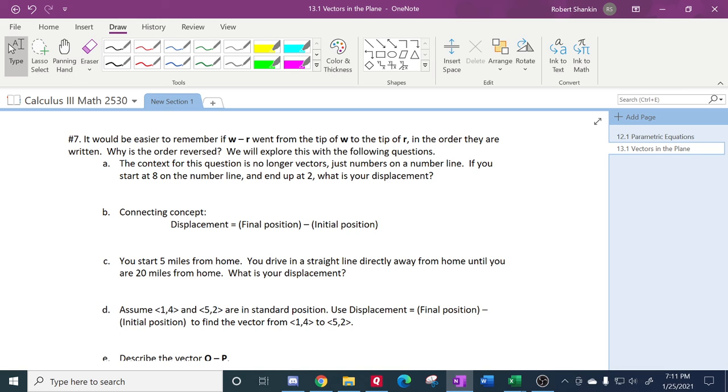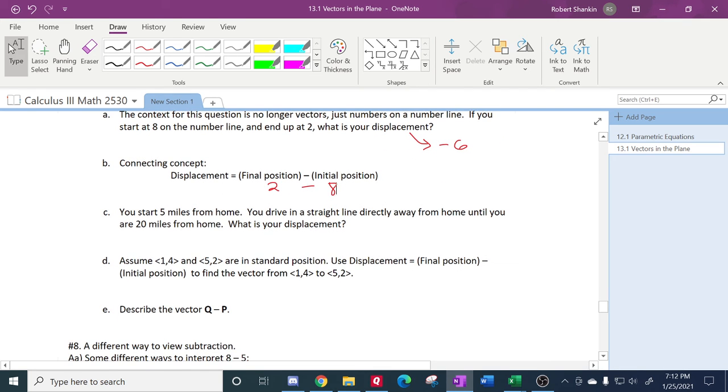And let's look at that. If you start at 8, end up at 2, this displacement is another way of asking, how did you change? Did you go in the positive direction? No. Your displacement was -6. So the connecting concept is your displacement, or your change, is your final position, we ended up at 2, minus our initial position, we started at 8. Okay, so it's just reinforcing the same basic concept.